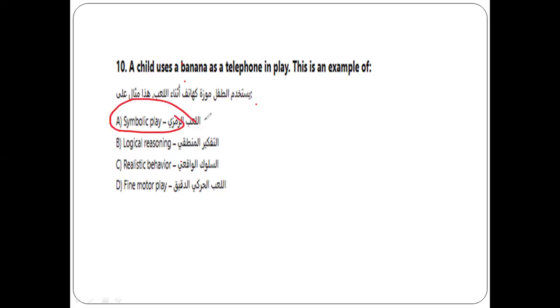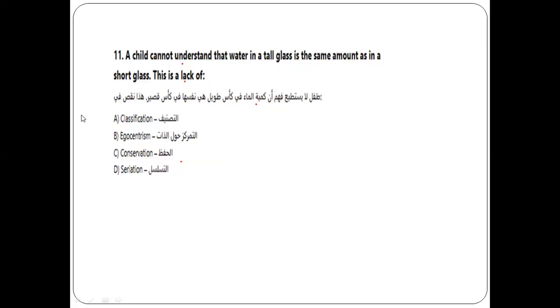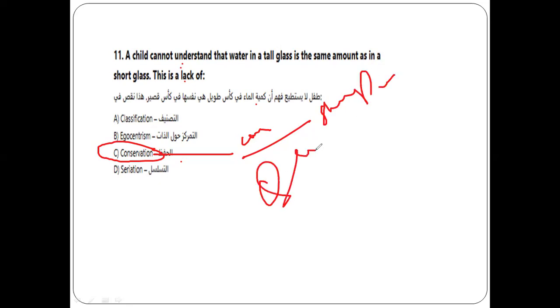symbolic play, pre-operational stage, Jean Piaget. From which year? From 2 to 6 or 7 years. Then we have: a child cannot understand that water in a tall glass is the same amount as in a short one. This we call conservation. Make sure you know conservation: when the shape of an object changes, it does not affect the quantity. Please have a look at the term conservation.